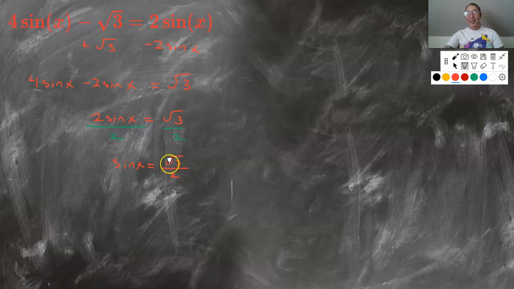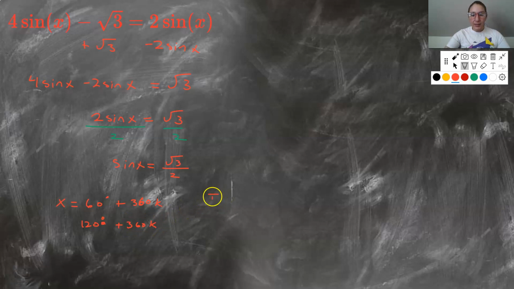So where does sine of x equal root 3 over 2? Well, it equals that at 60 degrees, and then plus 360k, so all revolutions also. If we look at our unit circle, sine of x equals root 3 over 2 also at 120 degrees, plus all revolutions, so plus 360k.